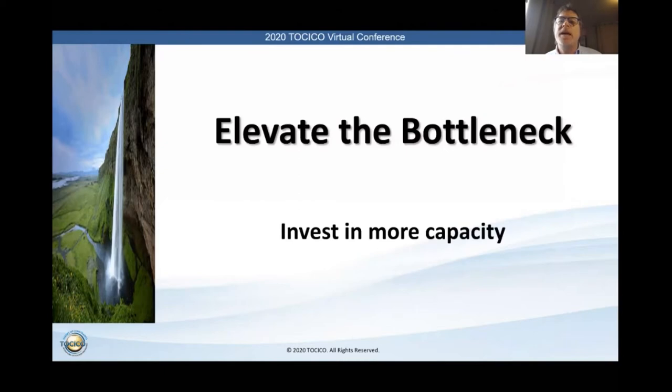At some point, even after exploiting and subordinating, it might be necessary to invest in physically adding capacity to the bottleneck. This is a really big step because it usually involves spending money, sometimes a lot of it. So it is very important to make sure first that the bottleneck has been fully exploited, and second, that the right kind of capacity is being added at the right time.